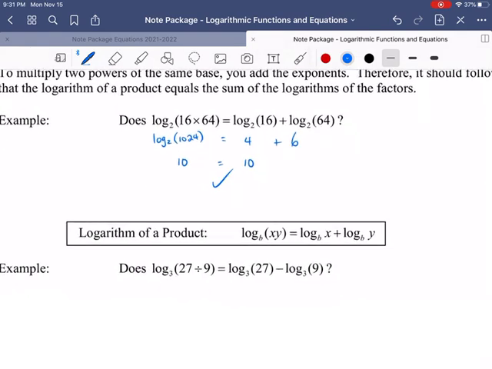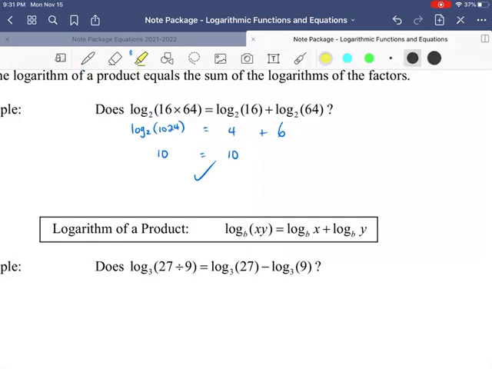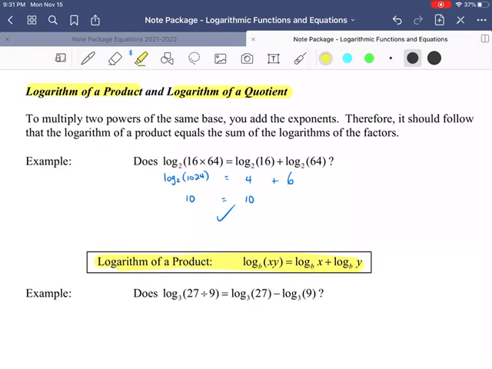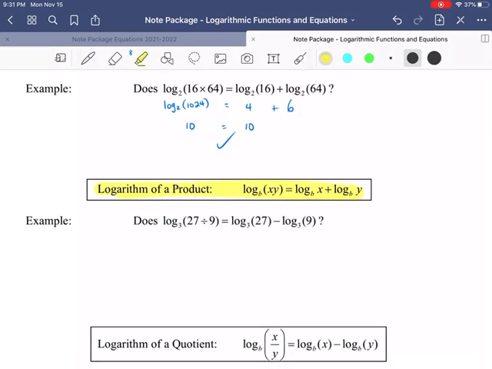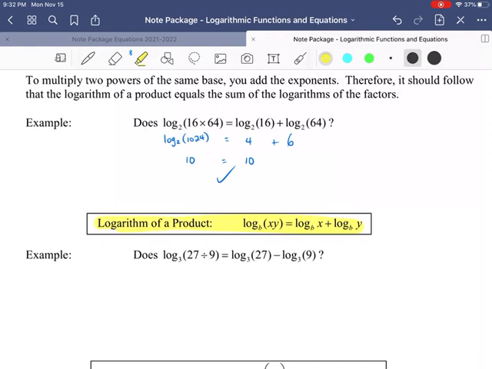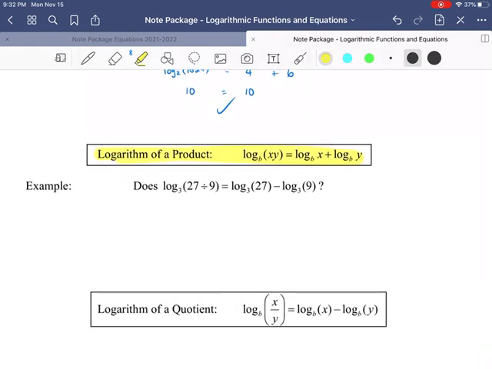Okay. So the logarithm of a product tells us that if we have two factors multiplied, we can separate that into two separate logs. So another example, does log 3, this is the quotient rule.